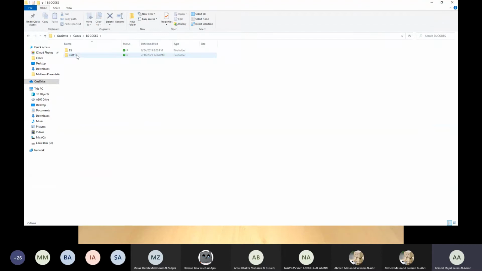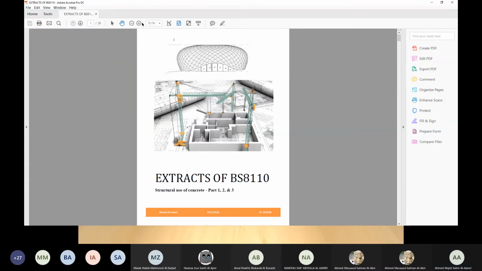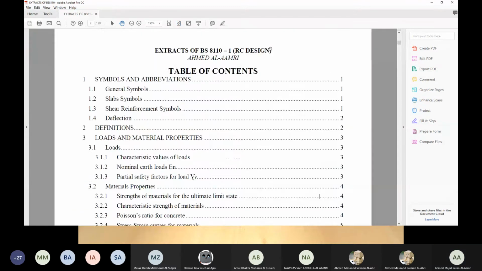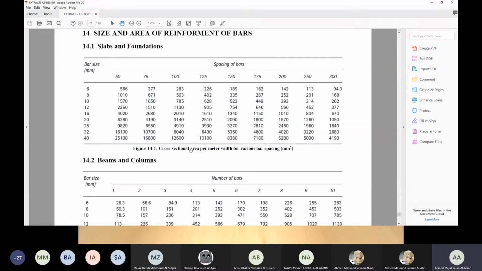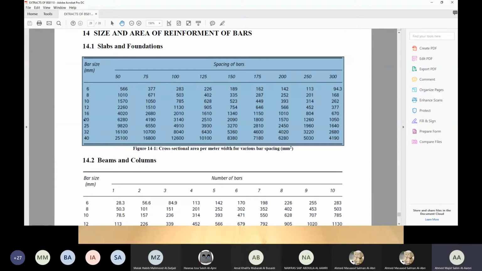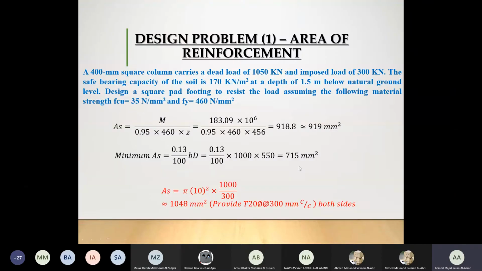We can go to the tables in the extract: size and area of reinforcement of bars. You can see slabs and foundations, and for both of them, it is clearly mentioned that these are cross-sectional areas per meter width. So slabs and foundations are designed for 1 meter width, so you shouldn't come and ask me later what's the value of B. Both of them have been designed for 1 meter width, which is 1000 mm. Now you can see if we are using 20 mm bars and 300 is the spacing, I have my area of reinforcement to be 1050. Here we have got it to be 1048. Both of the answers are okay.